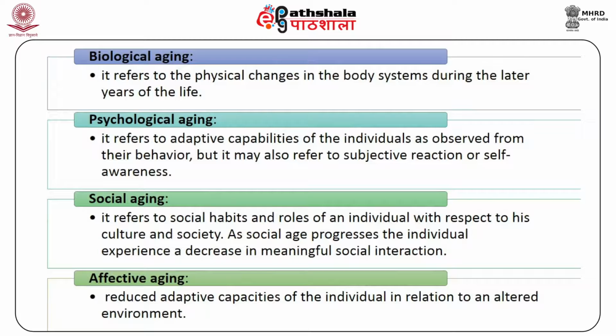Social aging refers to the social habits and roles of an individual with respect to their culture and society. As social age progresses, the individual experiences a decrease in meaningful social interaction. Affective aging: reduced adaptive capacities of the individual in relation to the altered environment.